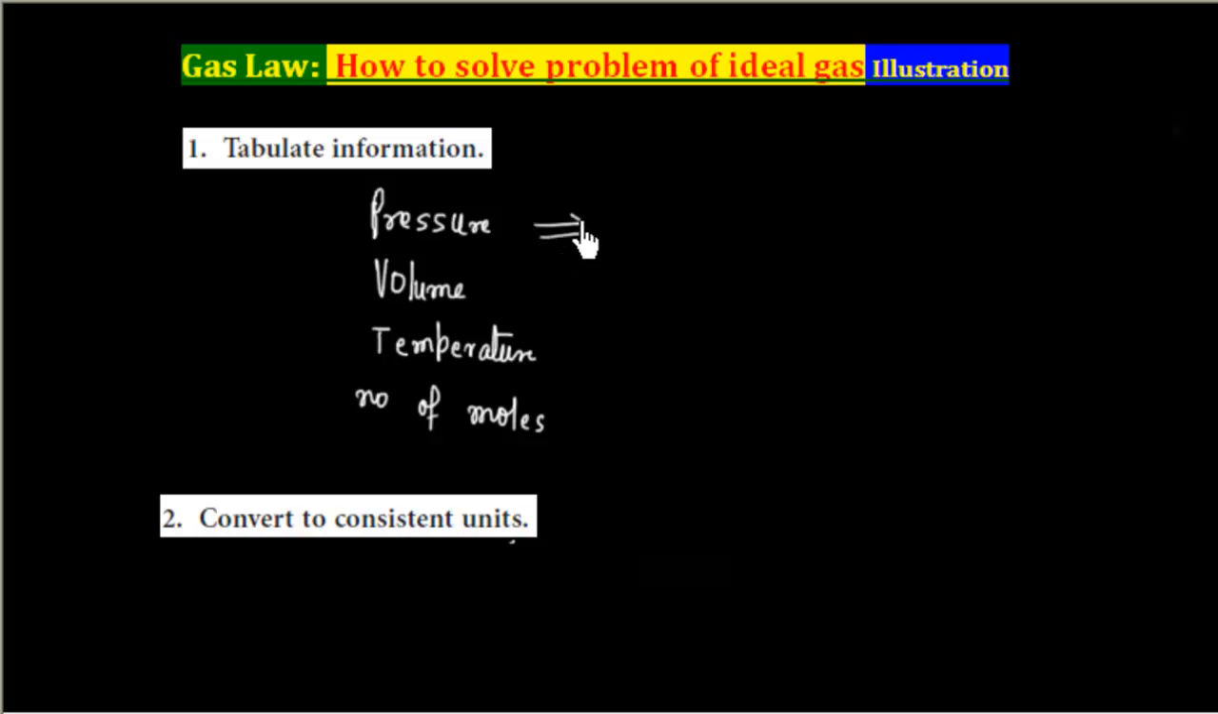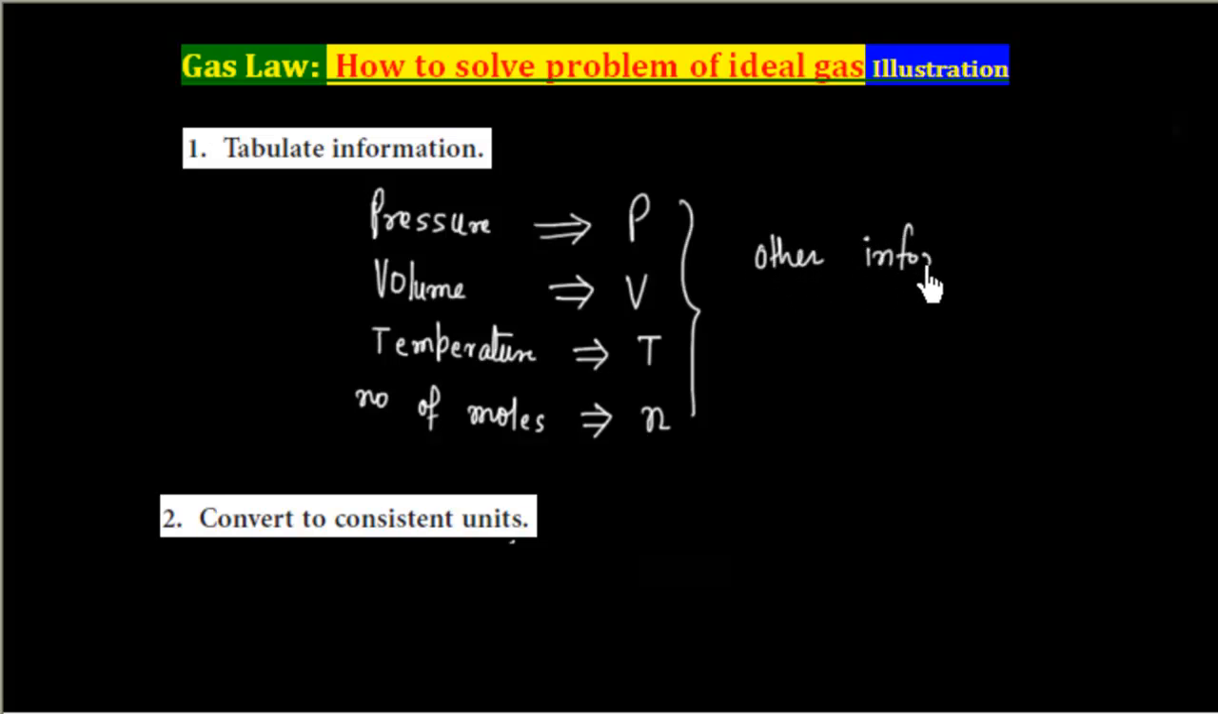Generally, pressure is written as capital P, volume as capital V, temperature as capital T, and number of moles as a small n. Apart from these four variables, if any other information is given, that should also be tabulated here.